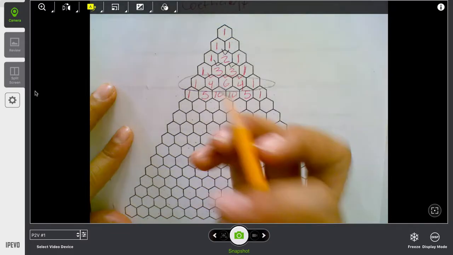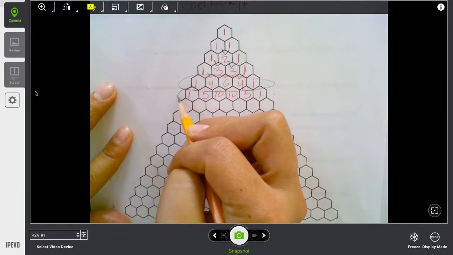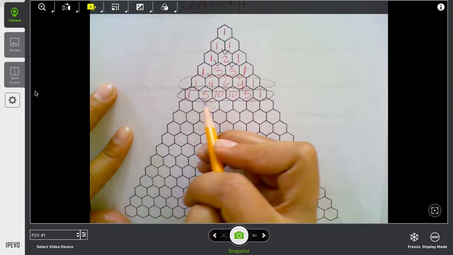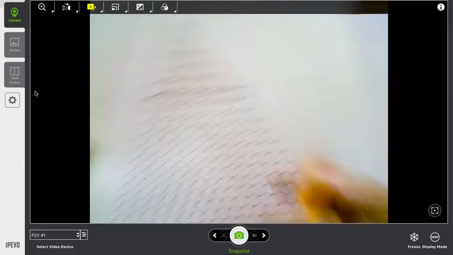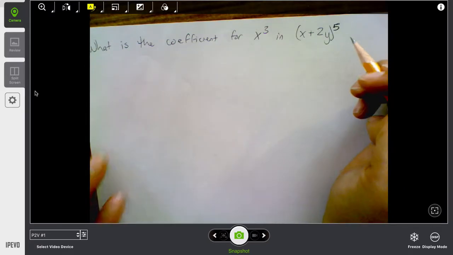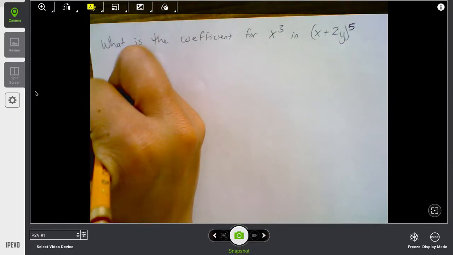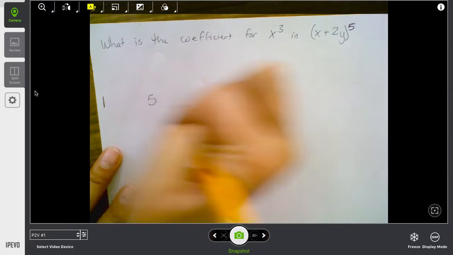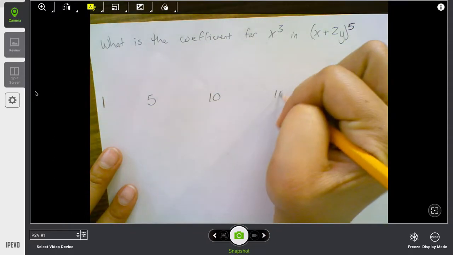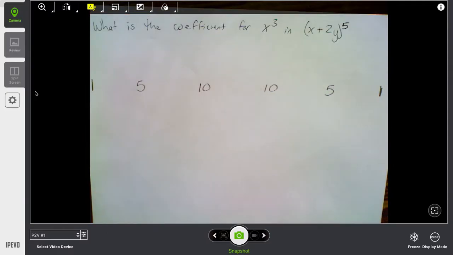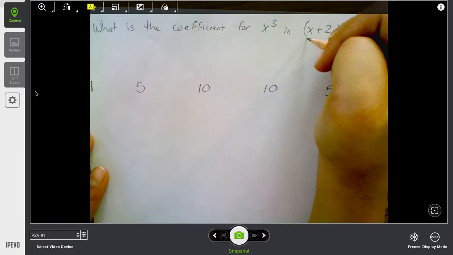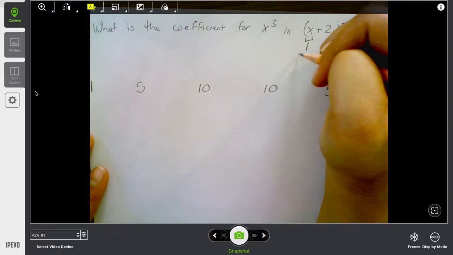If I was to do that, this would be to the 5th power. It would be 1, 5, 10, 10, 5, 1. That is the row for the 5th power. So I'm going to write this out spread apart as much as I can. 1, 5, 10, 10, 5, 1, okay? And then step 2 is to plug in the first term. The first term in this binomial is x, so this is the first term.